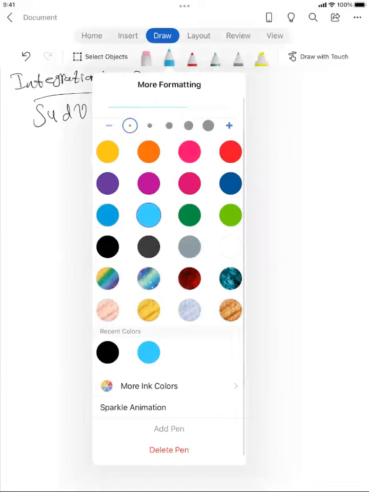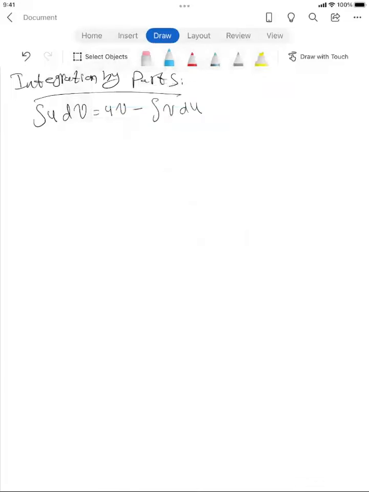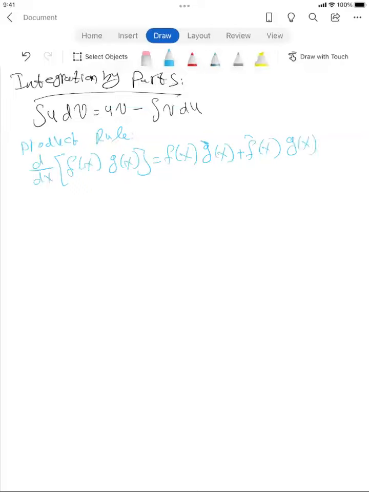So we know from differentiation rules, this is the product rule. The product rule says if I have a derivative of a product of two functions, f of x and g of x, then this would be equal to the first function times the derivative of the second function plus the derivative of the first function times the second function.